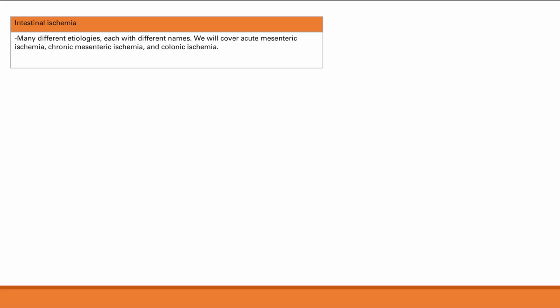We continue with our intestinal pathology, both the small and large intestine, with intestinal ischemia, and then we're going to continue on to a few other miscellaneous pathologies. So intestinal ischemia, there's many different etiologies, and they have different names. So we're going to cover a few of them. We're going to cover acute mesenteric ischemia, chronic mesenteric ischemia, and finally colonic ischemia.